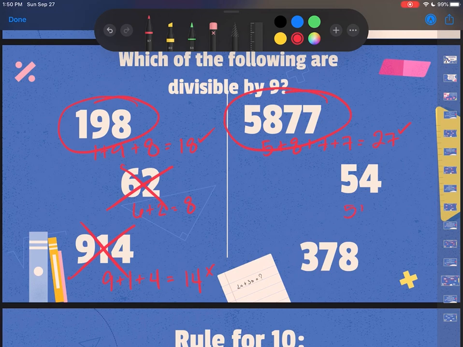Let's try 54. I'll do 5 plus 4. 5 plus 4 is 9. Well, 9 is a multiple of 9, right? So that means 54 would be able to be evenly divided by 9. Now let's try 378. So we've got 3 plus 7 plus 8. Well, 3 plus 7 is 10. Plus 8 is 18. So if I skip count by 9, 9, 18. 18 is a multiple of 9, so that means 378 would be able to be divided evenly by 9.